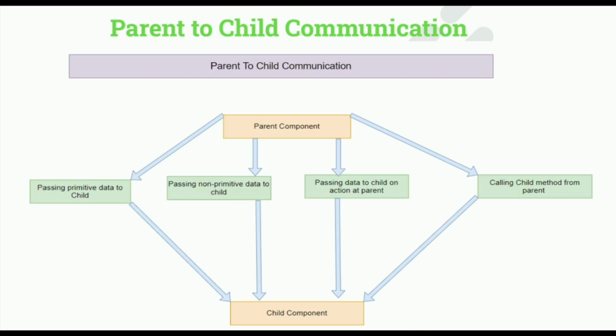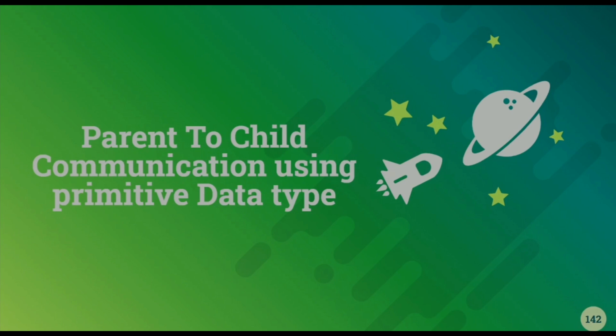These first 3 approaches are almost similar, but I just divided them into different categories to get a better understanding. Then the fourth approach is calling the child method from the parent. So if you have a function inside the child component and you want to access that, or you want to trigger that function from the parent component, that is the fourth approach. So these are the approaches that we're gonna learn under the parent to child communication. To child communication using primitive data type.